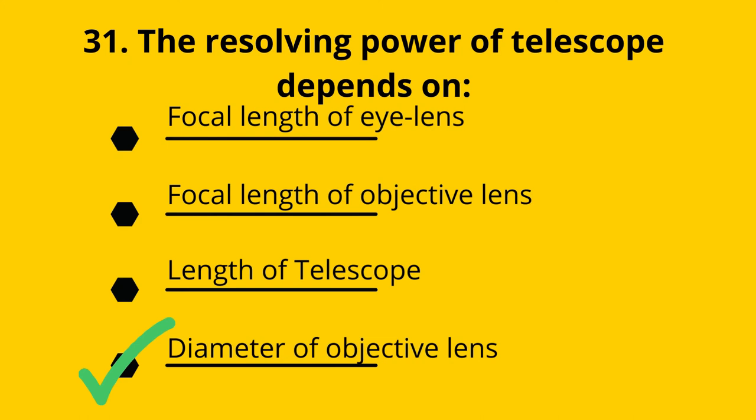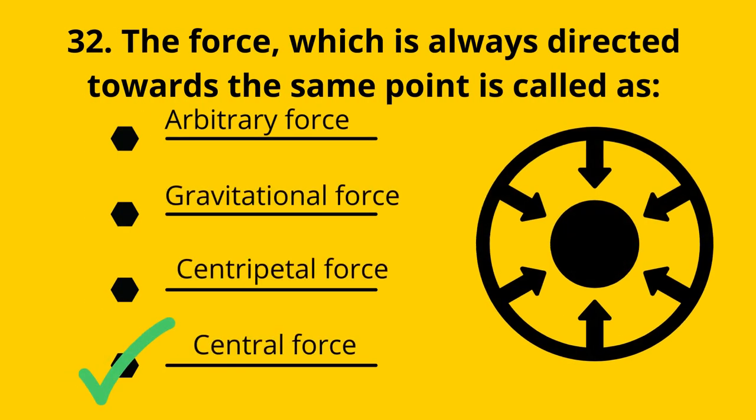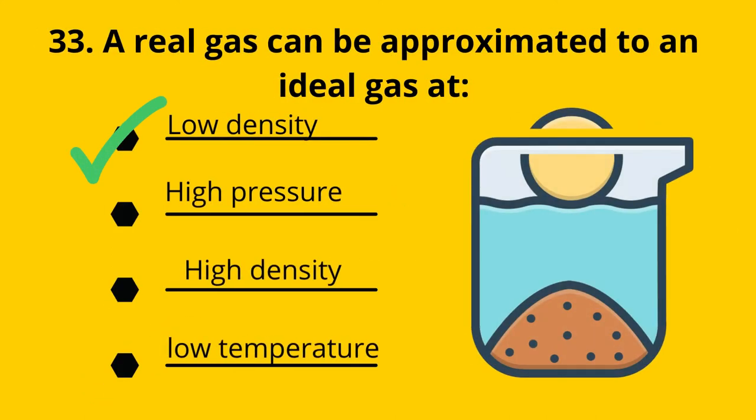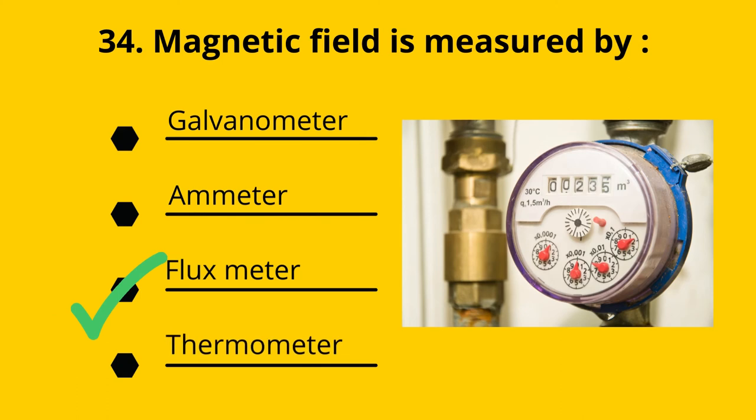The resolving power of telescope depends on the diameter of an objective lens. The force which is always directed towards the same point is called the central force. A real gas can be approximated to an ideal gas at low density. Magnetic field is measured by flux meter.